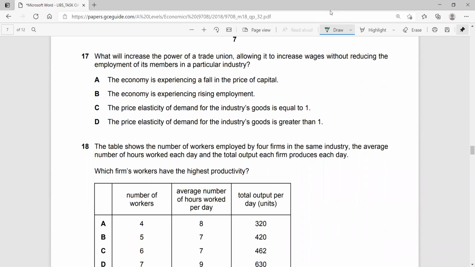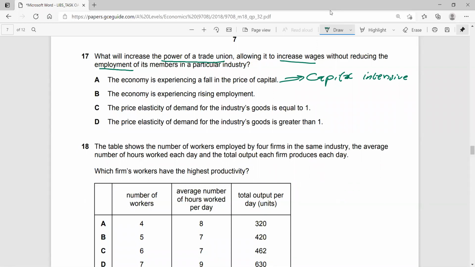17. What will increase the power of a trade union, allowing it to increase wages without reducing employment of its members in a particular industry? So we need to increase the power of a trade union. The economy is experiencing a fall in the price of capital. This is the opposite. If capital is getting cheaper, employers might want to shift to capital intensive means of production, which means more capital than labor.